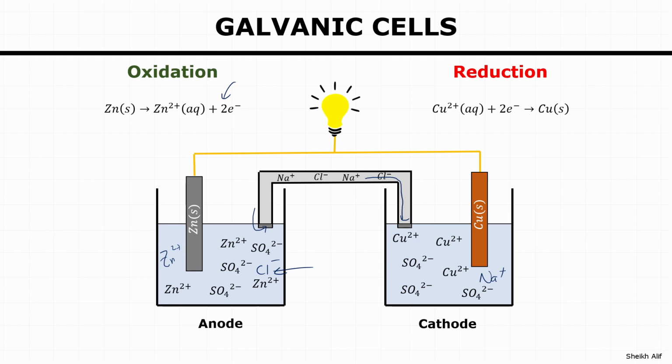I hope this was helpful. I hope you were able to follow through with this example of a galvanic cell. I hope you understand how these electrons move around, why we need a solution and some sort of metal here. And yeah, I hope this was helpful. I hope you were able to learn something.